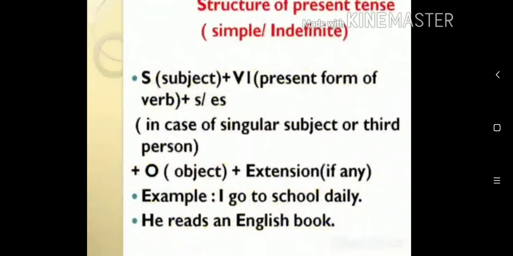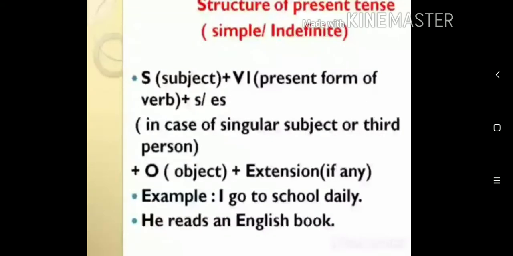What is the structure of present tense? Simple or indefinite: subject, present form of verb, s or es in case of singular subject or third person, object, extension if any. Example, I go to school daily. He reads an English book.